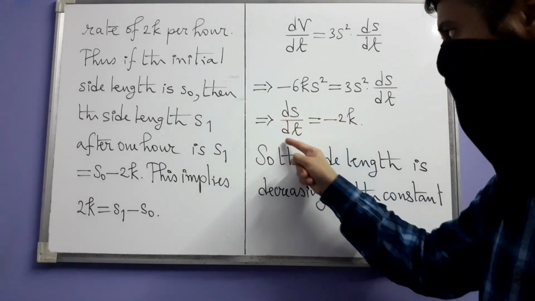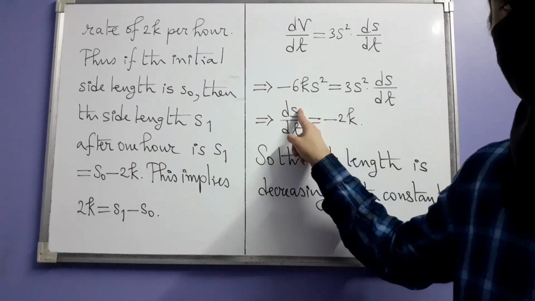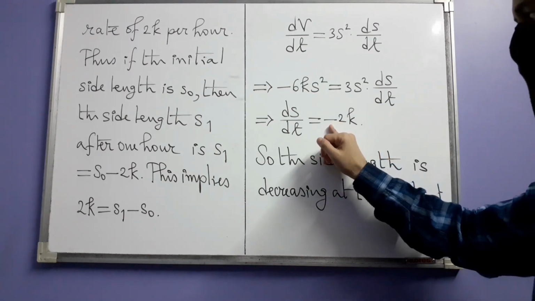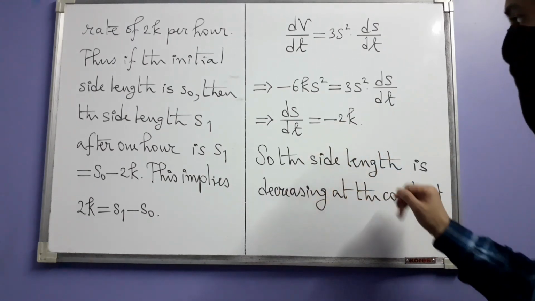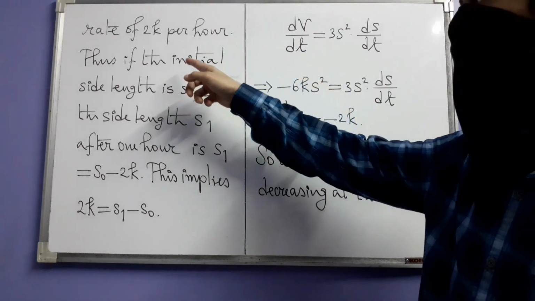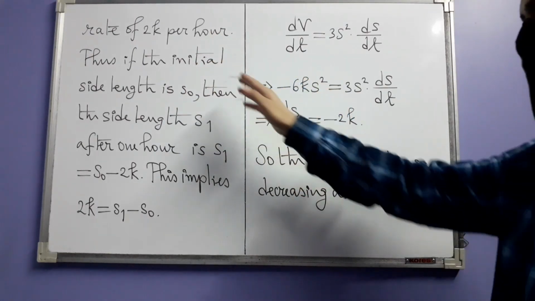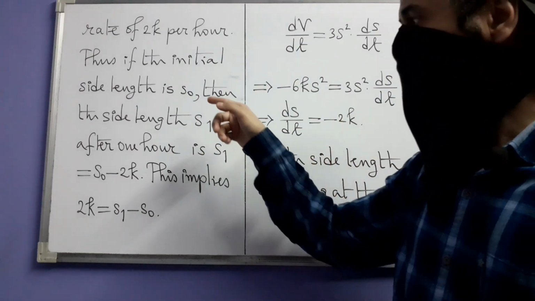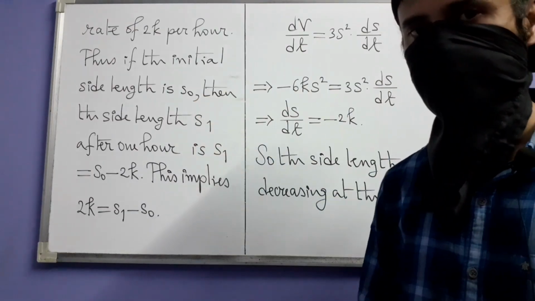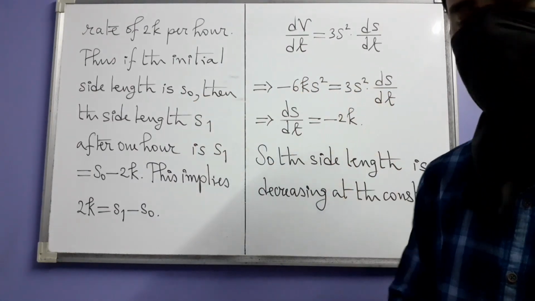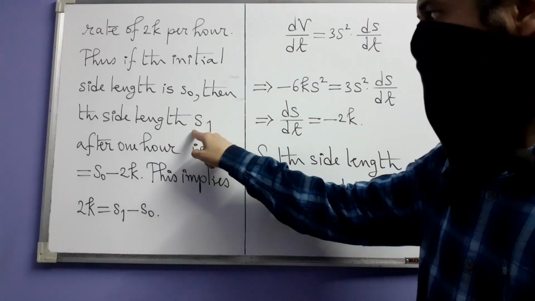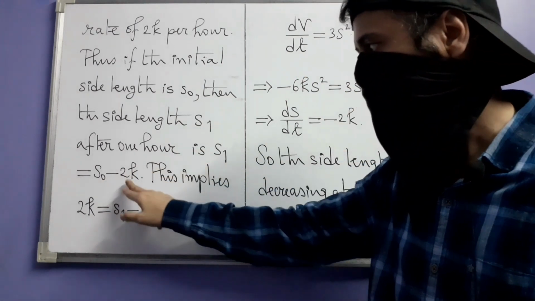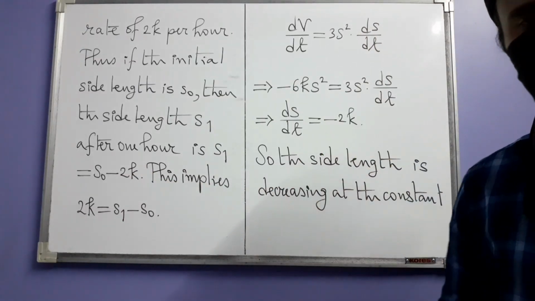So what is this? This is the rate of change of side length with respect to time. The side is shrinking with time, and that is why there is a negative sign. So the side length is decreasing at the constant rate of 2K per hour. Once you say decreasing, there is no need to write that minus sign. That's understood. And that is why if the initial side length is S0, then the side length S1 after 1 hour of shrinking is S1 equal to S0 minus 2K, because that is the rate at which it is decreasing.